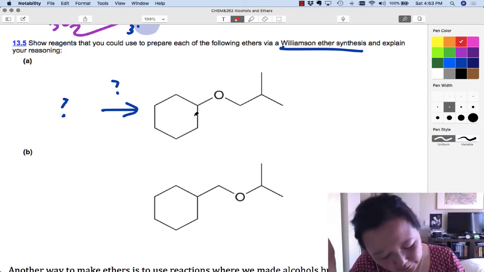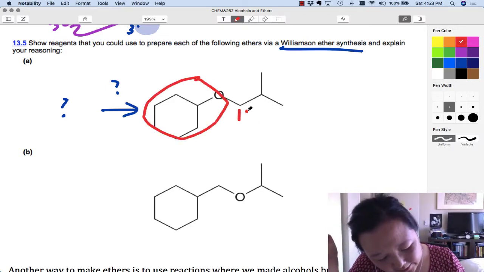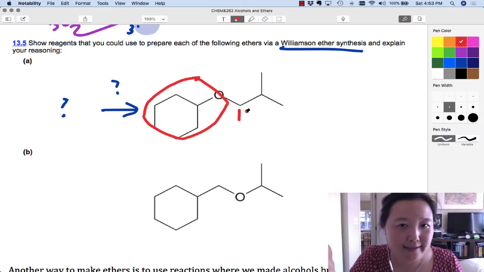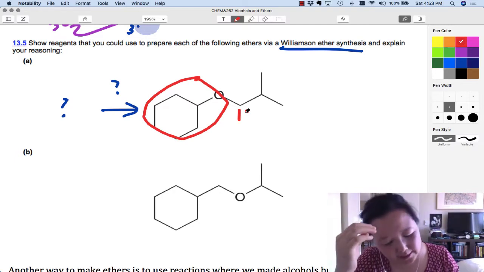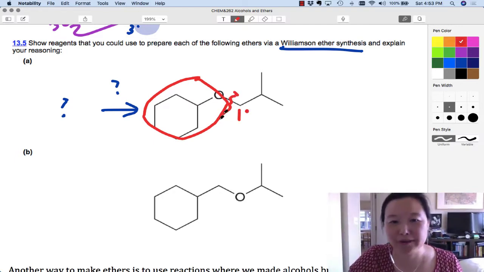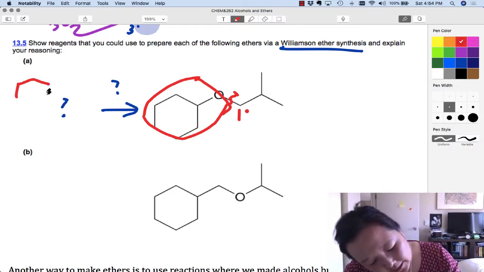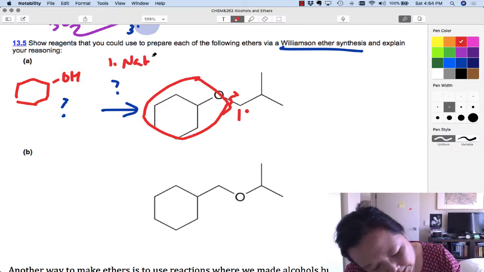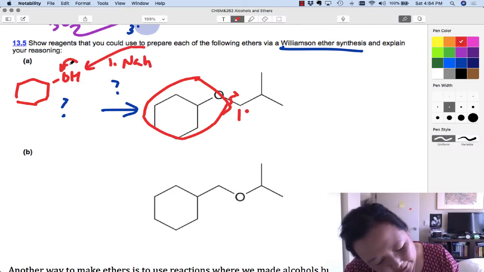Well, with SN2, it's definitely faster to attack a primary, less steric hindrance. So that sort of tells me what my cleavage point is. I want this alkoxide. So that means I'm going to start with cyclohexanol. I'm going to deprotonate it with sodium hydride. I'm going to make the alkoxide.